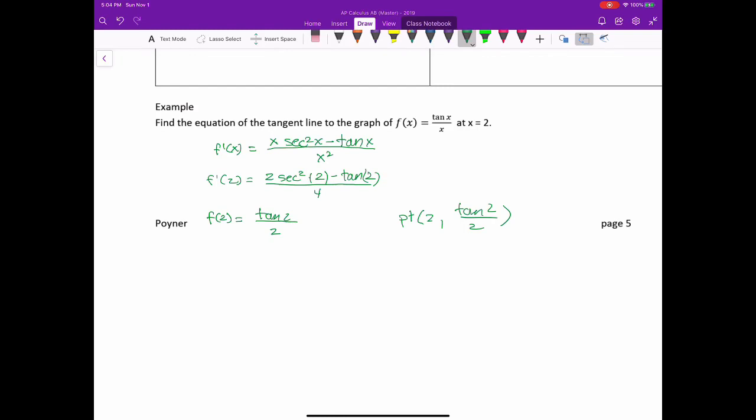So to write the equation of the line, it's going to look like this. y minus the y value, which was tangent of 2 over 2, is equal to the slope at 2, which is 2 secant squared of 2 minus tangent at 2 over 4, times x minus 2.